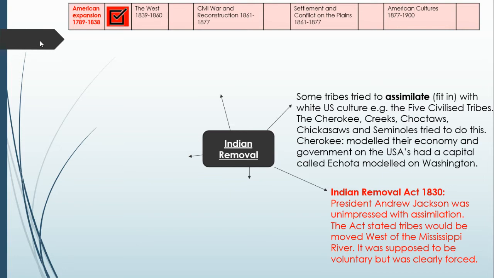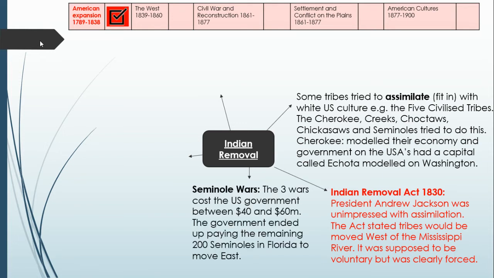And there are 3 main reactions to this Indian Removal Act that you need to know for the exam. Firstly, we have the Seminole Wars. So we spoke about the Seminoles earlier being one of these 5 civilized tribes. They'd done their best to assimilate, but the US government go to war with them. The 3 wars that happen between the US government and the Seminoles cost the US government between $40 and $60 million. And the government ended up paying the remaining Seminoles to move. So it's not a complete disaster for the Seminoles because they do get some money, but nonetheless they have to give up their land that they have always lived on.